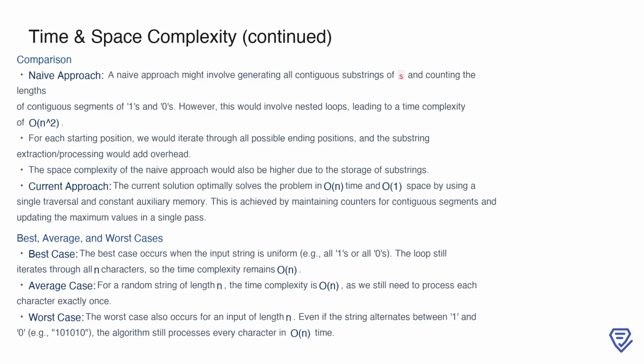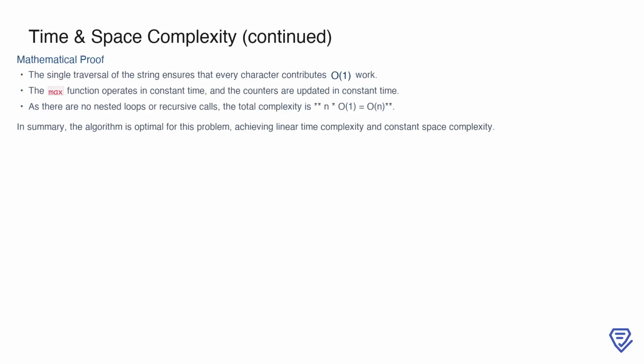Similarly, for a random string or one that alternates between 1 and 0, the algorithm processes every character in O(n) time. The efficiency of this algorithm can also be understood mathematically. Since the string is traversed once, each character contributes O(1) work. Operations like updating counters or evaluating the max function occur in constant time, and there are no nested loops or recursive calls that would increase the complexity. This ensures that the total work done is n times O(1), leading to a time complexity of O(n).